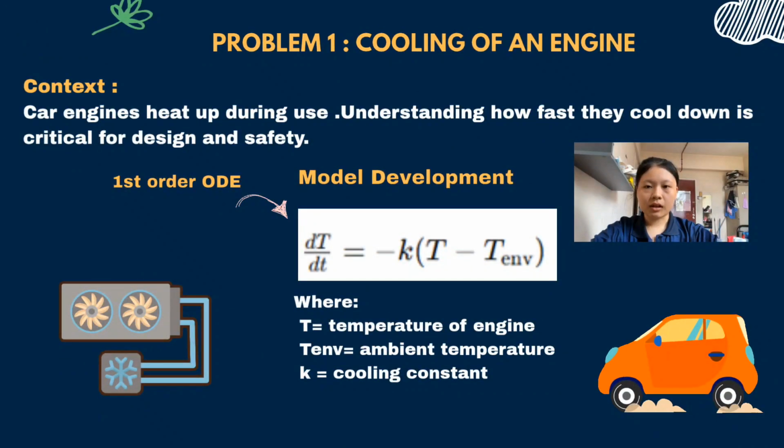For problem 1, cooling of an engine. Car engines heat up during use. Understanding how fast they cool down is critical for design and safety. So for the model development, dT/dt is equal to negative k times (temperature of engine minus ambient temperature), where k is a cooling constant.